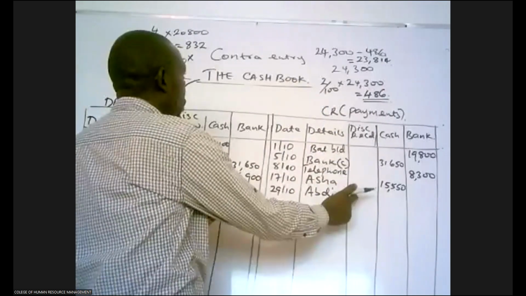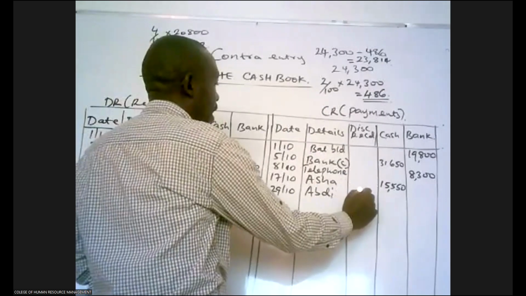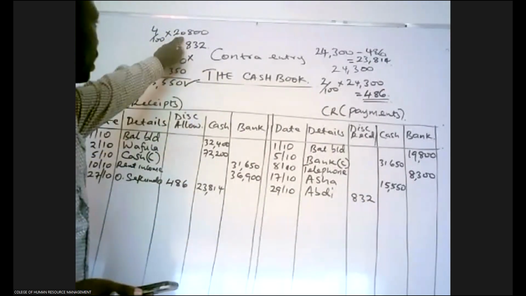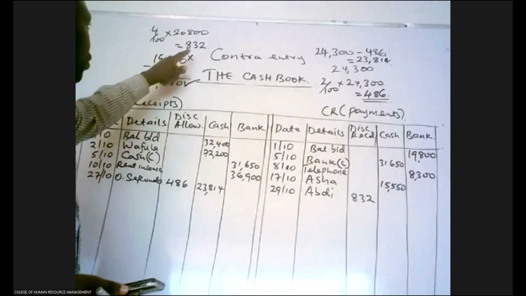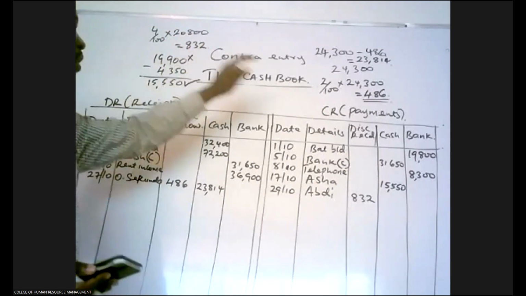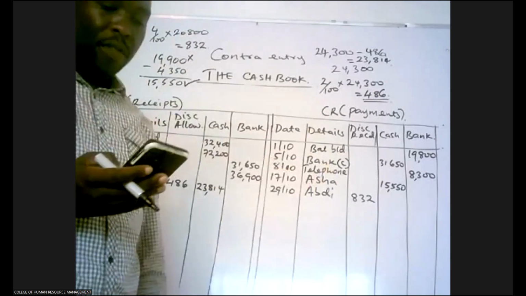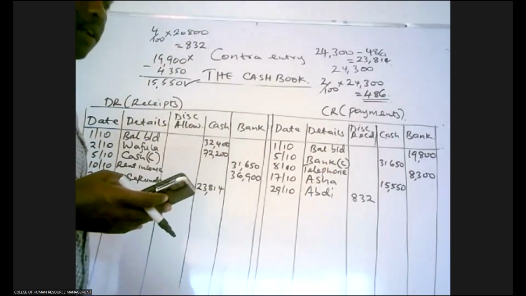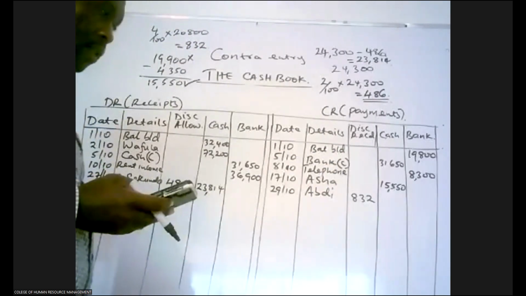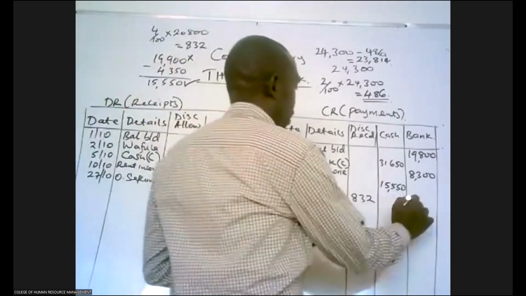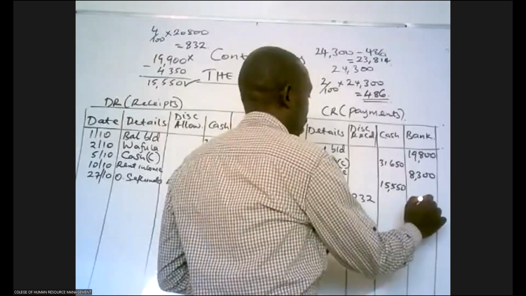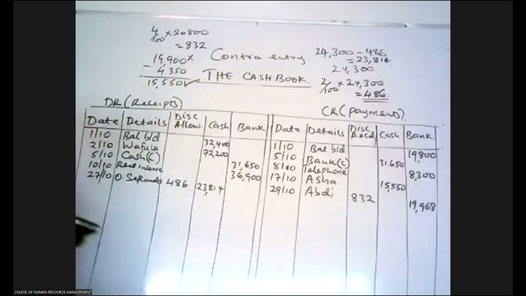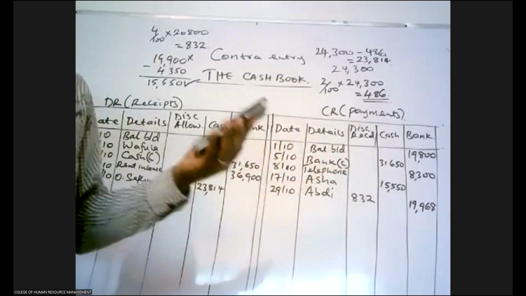So there is a discount that we have received of 832. Then if we were to pay 2,800, we have enjoyed this discount. So how much are we going to pay? How much are we going to pay by check? 19,968. Just check, so you put it in the bank column.